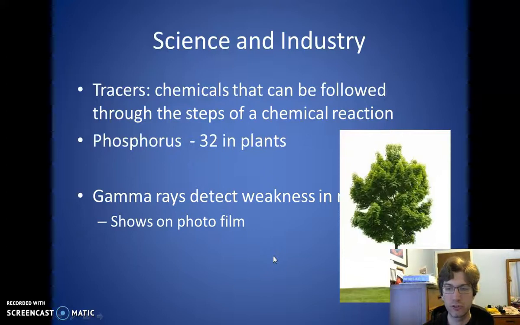We can also use this to detect how much wear and tear different infrastructure has. So for example, if I have a bridge that's really old and it's starting to crumble, well, which pieces really need replaced? I'm going to shine gamma radiation through the I-beams and structures of it and see which ones are actually weaker, so I know where to reinforce them if I don't have the ability to just replace the whole bridge.